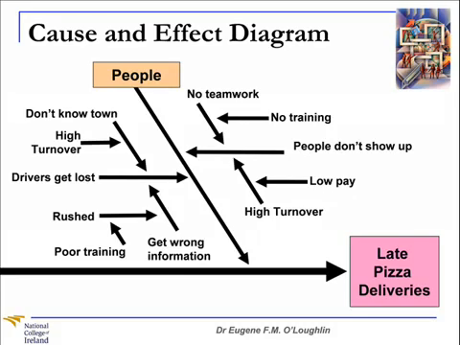Under the drivers get lost category, you can see we have two possible main causes here. They don't know the town, or they get wrong information, and each of those in turn has a possible cause. For example, they don't know the town. It could well be because of the high turnover in staff, so we put that down there. When we get the wrong information, it could well be because it's being busy, their orders are being rushed, and because it's being rushed, poor training might well be a reason why people are not able to handle orders in busy periods. So we can fill out our cause and effect diagram for each category like this.